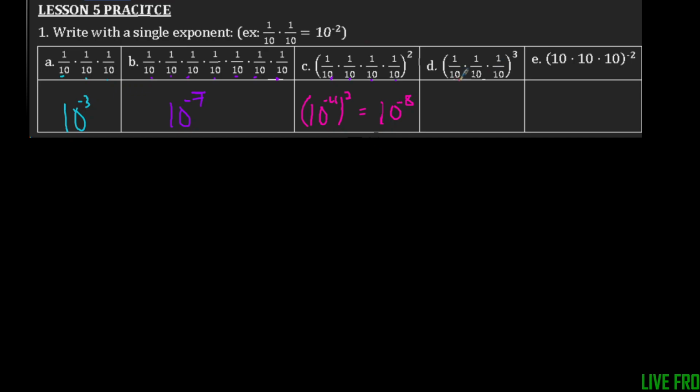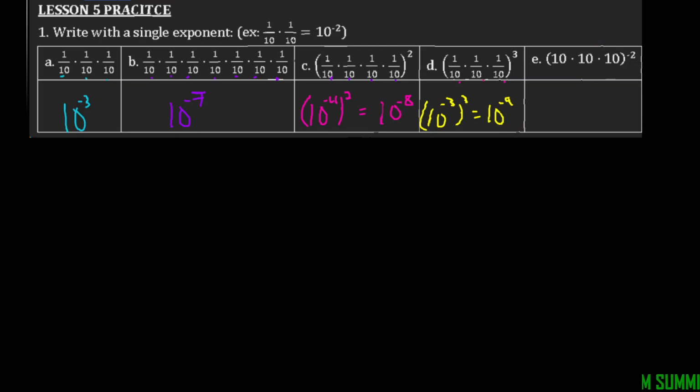Same setup for this one. I have 1, 2, 3 in one of those sets of parentheses, so I'm going to say I have 10 to the negative 3 to the third power, which is going to be equal to 10 to the negative 9 power. And lastly, if I wanted to flip those, again, it's almost like I'm writing it like this.